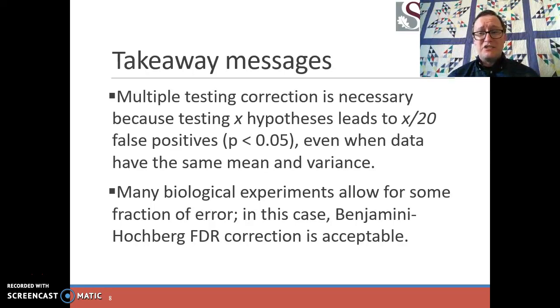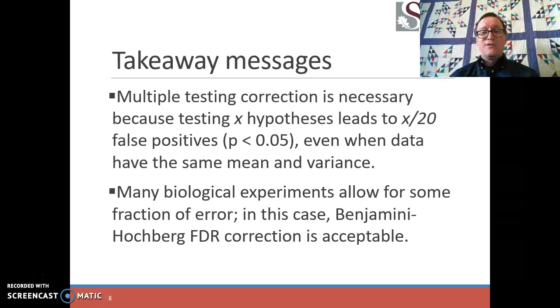There are a lot of takeaway messages here. Multiple testing correction is necessary because testing X hypotheses leads to X divided by 20 false positives, where the p-value is less than 0.05, even when the data have the same mean and variance. That is difficult. So just producing lots of tests should give you 1 in 20 times a p-value below 0.05. Many biological experiments allow for some fraction of error. In this case, using the Benjamini-Hochberg False Discovery Rate correction is acceptable.